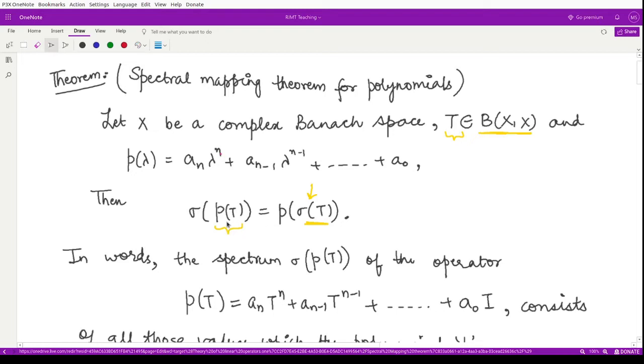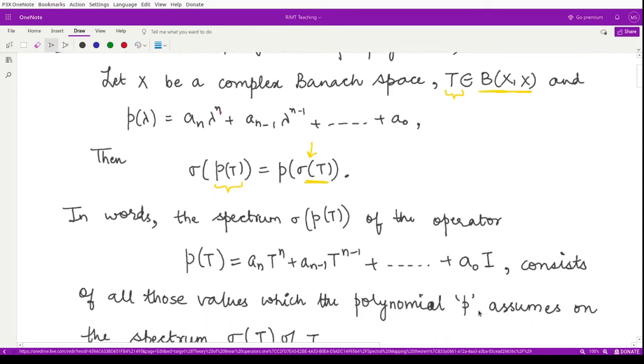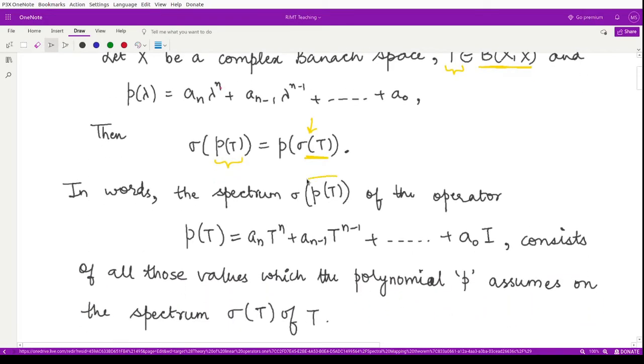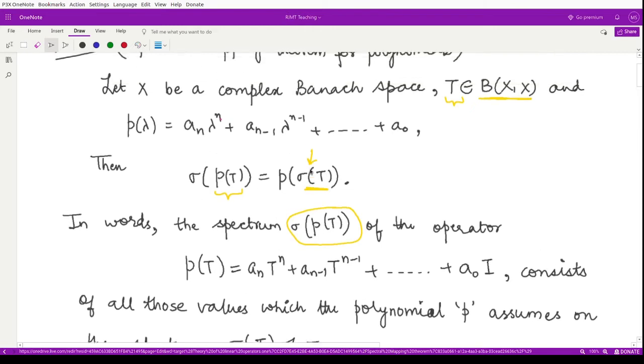In other words, how can we define this polynomial for T? The polynomial for operator T would be defined in this manner: a n T to the power n plus a n minus 1 T to the power n minus 1 plus up to so on a naught I, where I is the identity operator. So what is the spectrum of this polynomial P of T? It consists of all the values which the polynomial P assumes on the spectrum sigma T of T. So basically we are saying this spectrum is nothing but P of sigma of T.